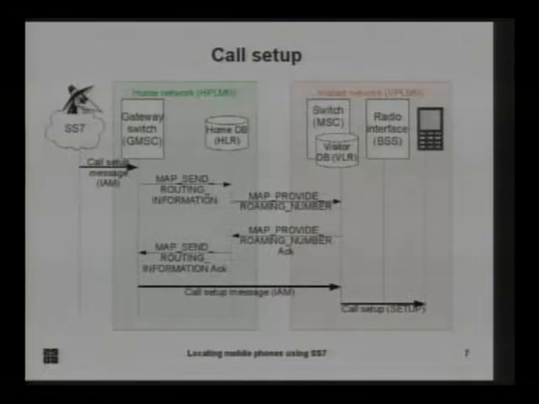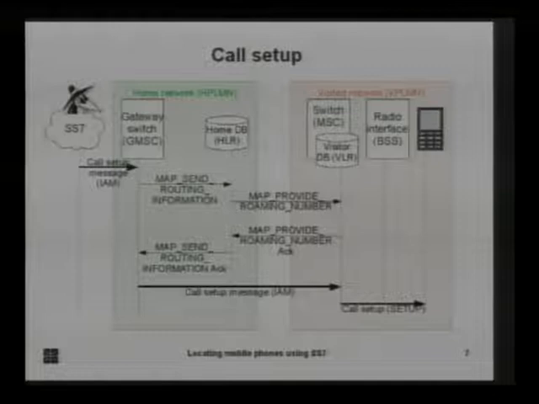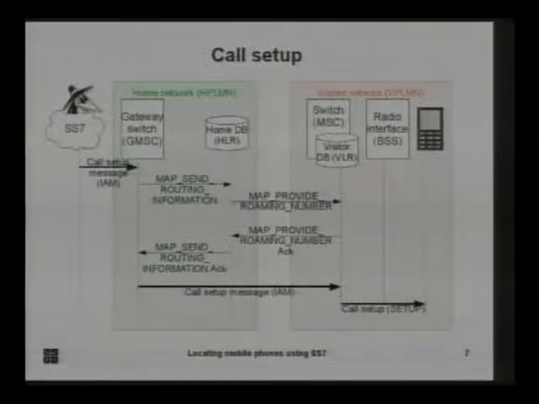So that means the guy over there on the left, he just sends the call setup message to the gateway switch, and he doesn't get any further information about your location because the gateway switch handles the call setup then, because it forwards the call setup message. So meaning we cannot learn anything from a simple call setup message about your location.